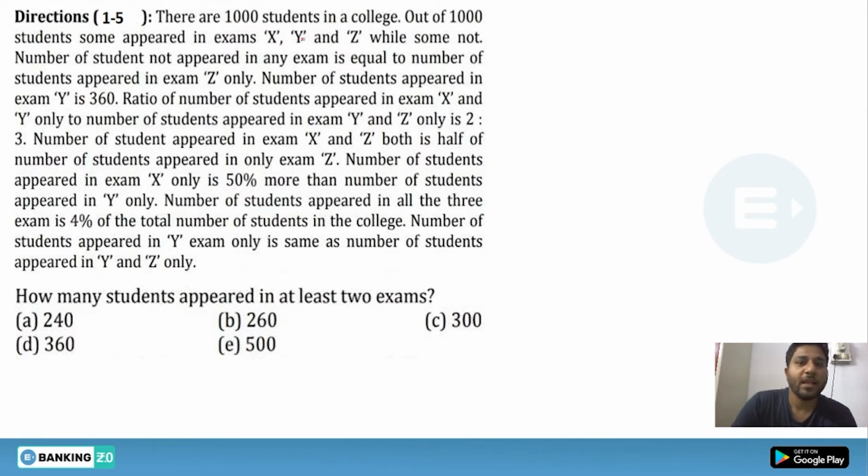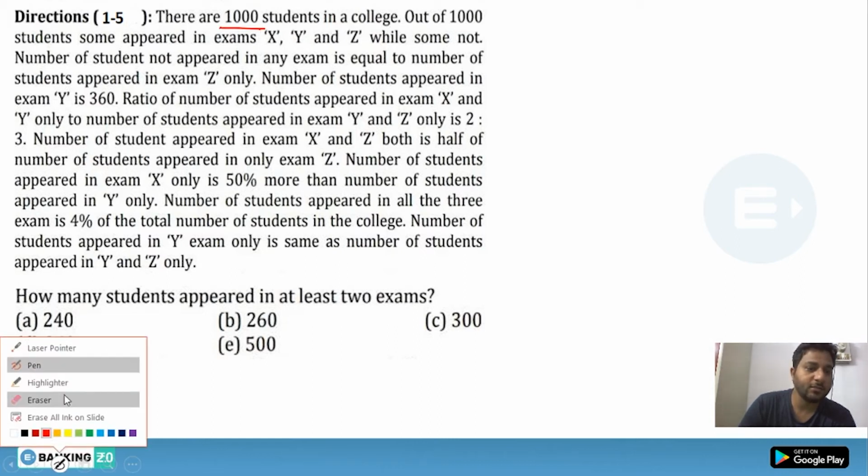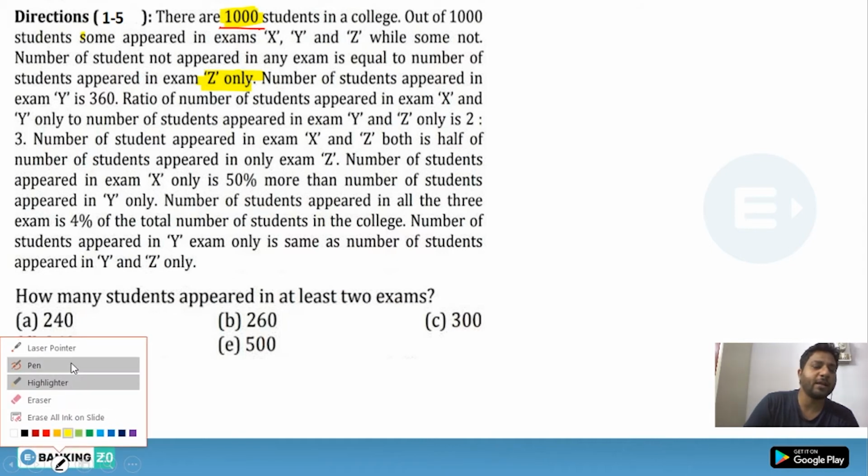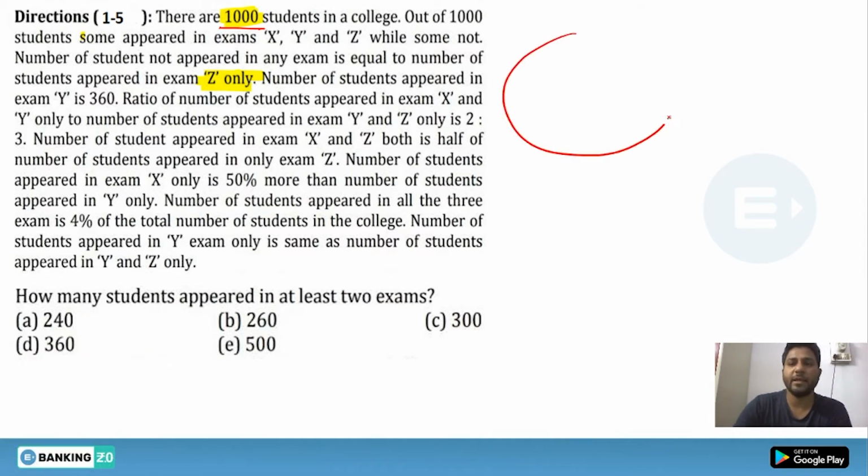Look at this. There will be 1,000 students. Okay, let me take the highlighter. There will be 1,000 students, but some of them did not appear. The number of students who did not appear will be equal to Z exam only. So we will have to make a diagram in terms of a Venn diagram.